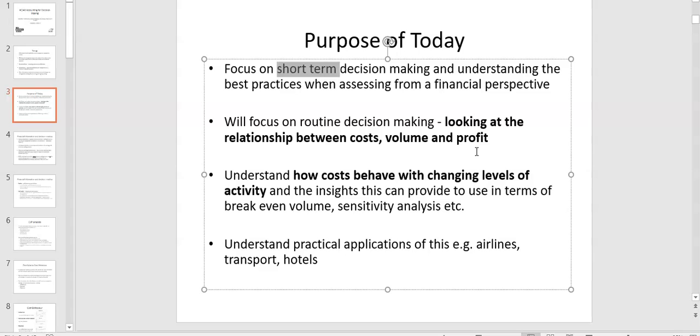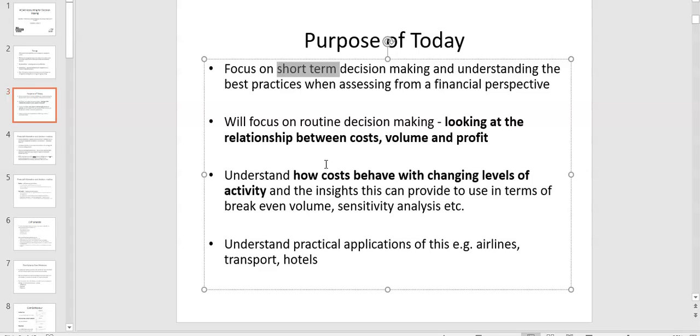And essentially what we want to know is how do costs behave when we change the level of activity? If we go, for example, from 50% occupancy in a hotel to 80%, which costs move in line with that and which costs actually stay fixed? Because regardless of whether you have 50% occupancy or 80%, that money is going to be spent. So it has very much practical applications.